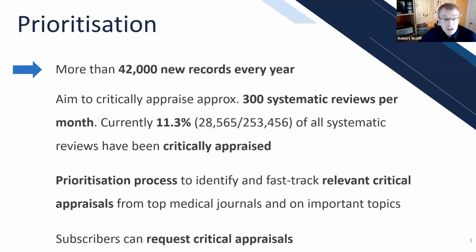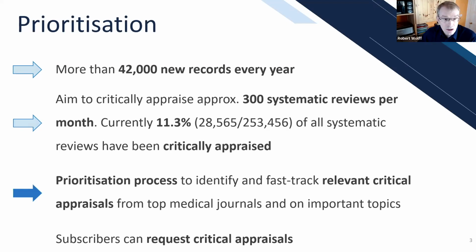So more than 42,000 new records every year. We seem to be on track to repeat that this year as well. We aim to critically appraise around 300 systematic reviews per month. So currently we have roughly 1 in 9 critically appraised.